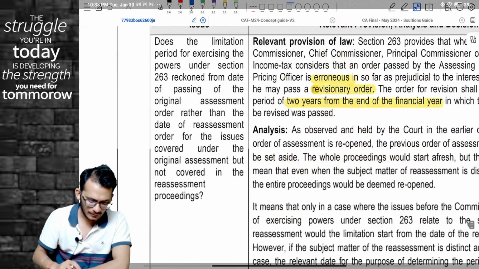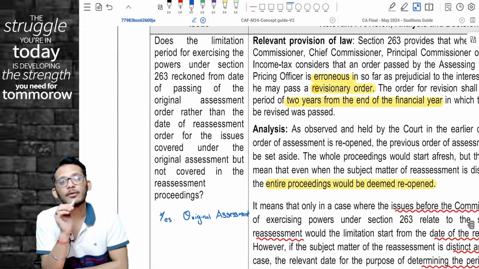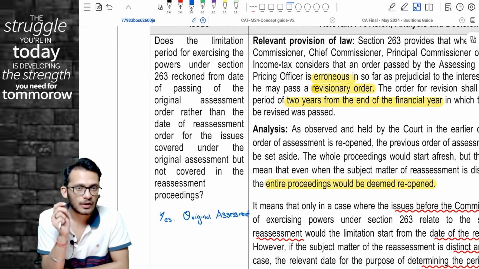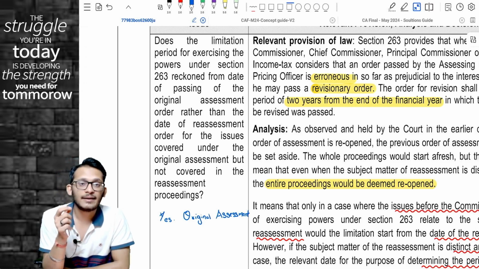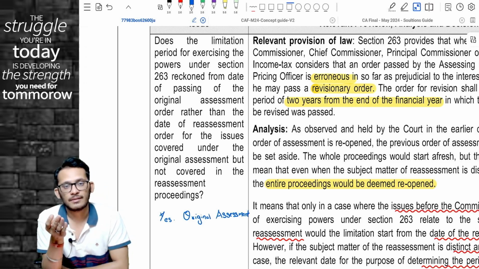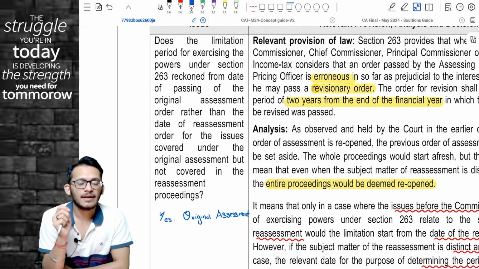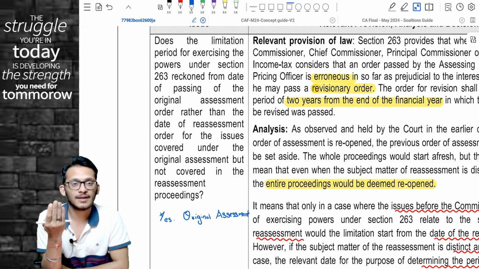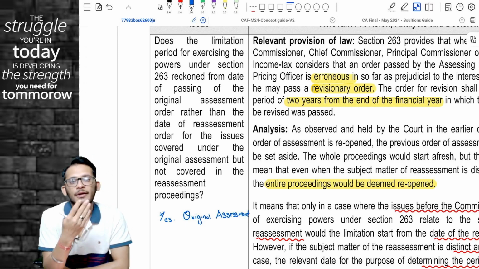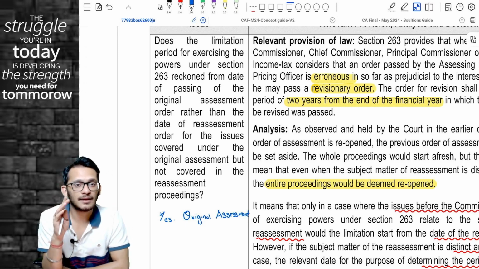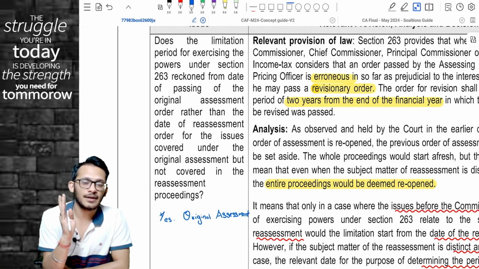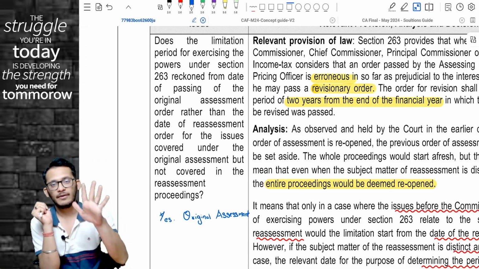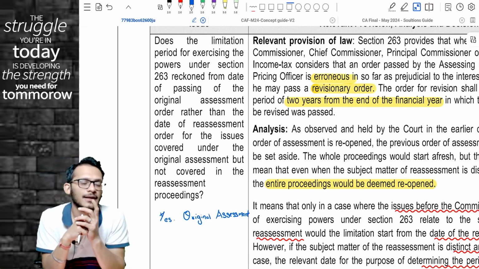Finally, case law number 5 clarifies that if you are going to open revisionary proceedings, you can only open revisionary proceedings relating to the order which is sought to be revised. If the issue is a part of the original assessment, revision also has to be done within 2 years from the date of the original assessment. You cannot say that the reassessment order will be the starting point when the issues pertain to the original assessment. 5 case laws for you to read for your exam purposes.